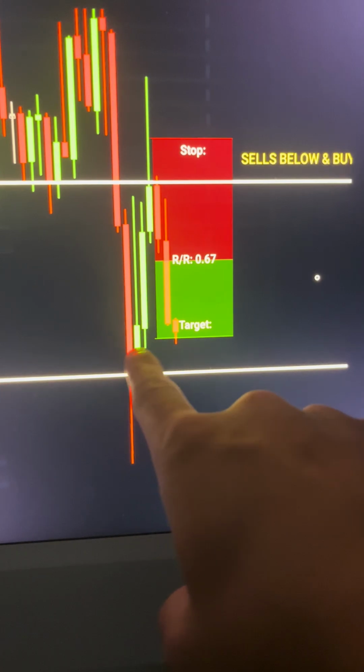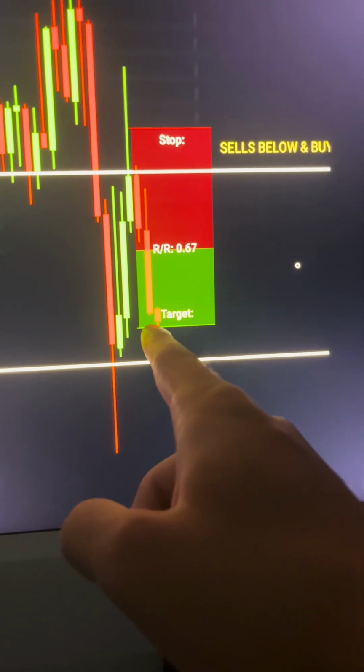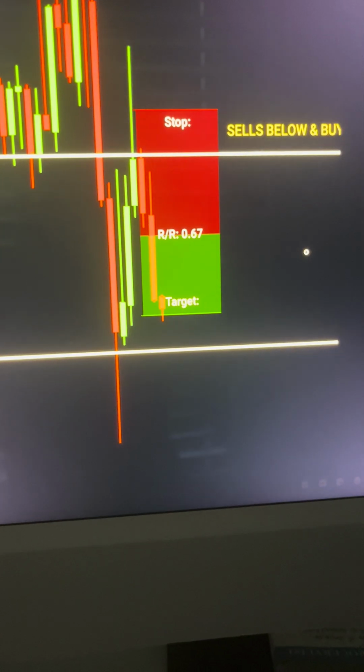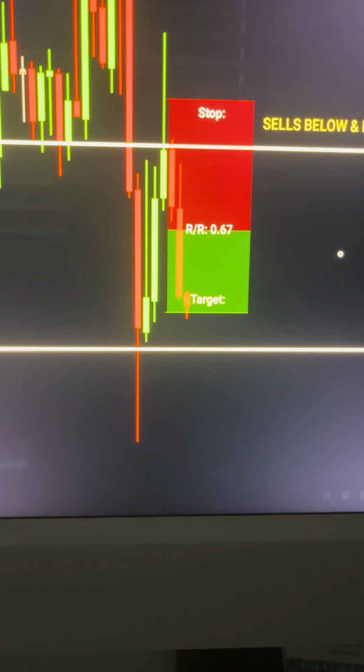I took profits right in the support area. This candle closed with no lower wick and just kind of tapped me out right here, right shy of that support. So yeah, awesome sell off resistance.